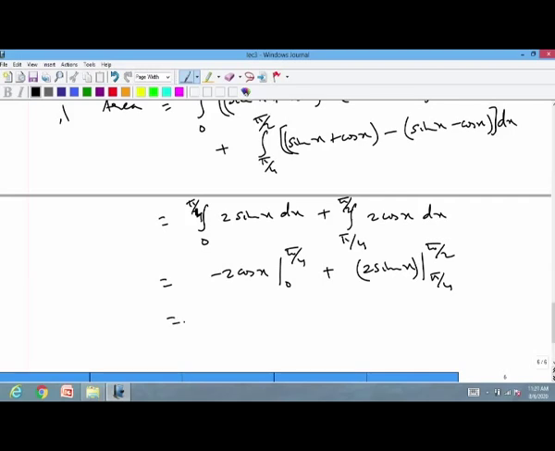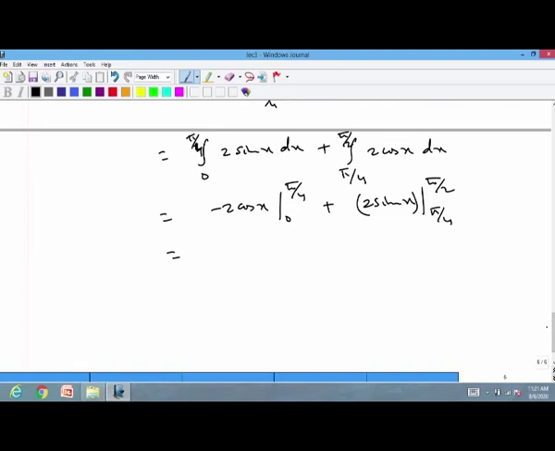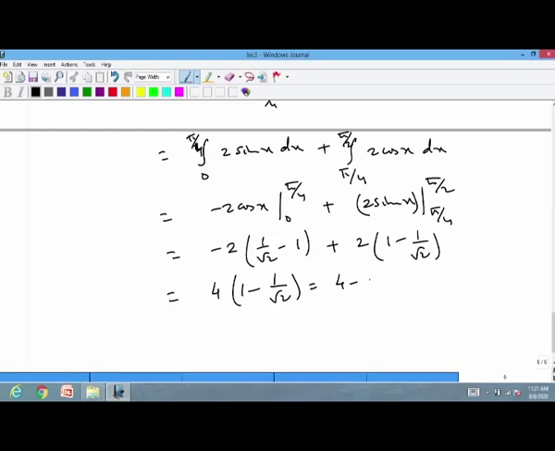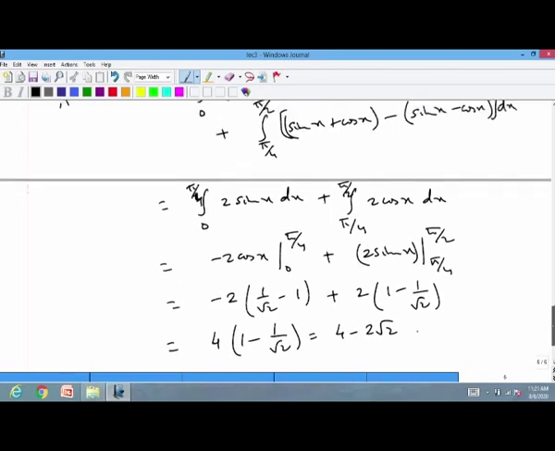which is equal to minus 2 into 1 by root 2 minus cos 0 is 1 plus 2 times sin pi by 2 is 1 minus sin pi by 4 is 1 by root 2. So, this is equal to 4 times 1 minus 1 by root 2 or 4 minus 2 root 2. So, this is the required area.